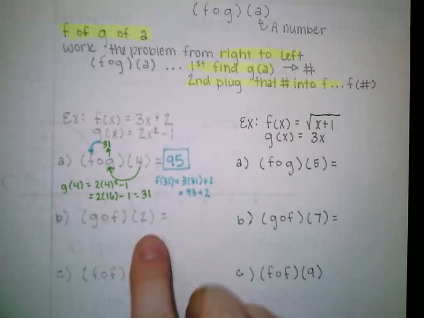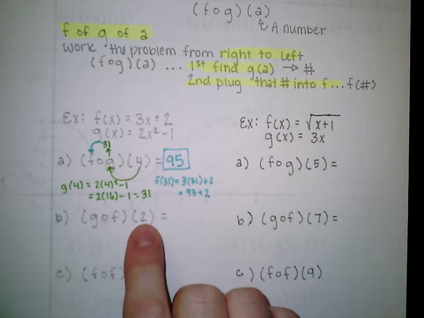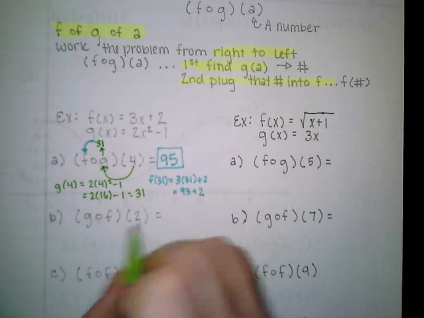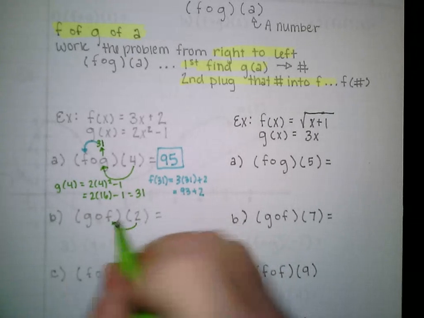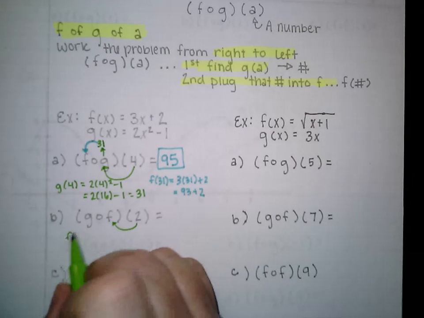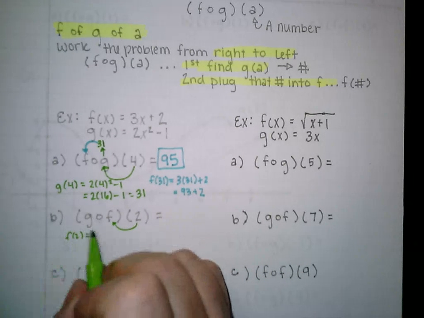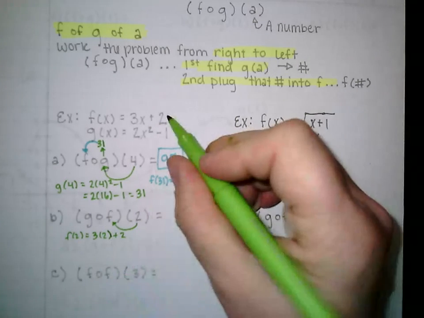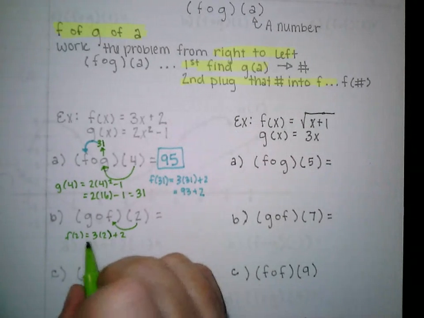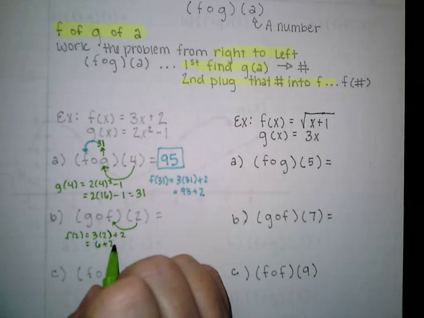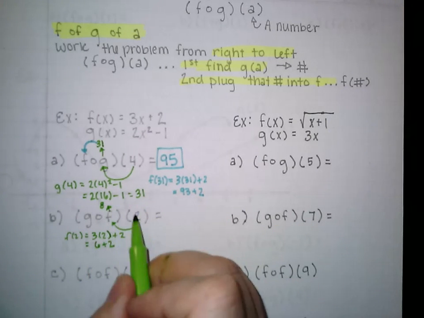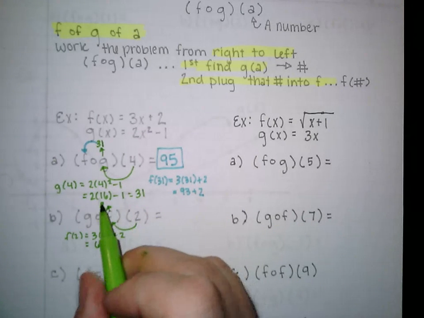Okay, let's try some more. g circle f of 2. So again, we start from right to left. So 2 goes into f. So f of 2 would be 3 times 2 plus 2, because we're using that same f of x. So that is 6 plus 2. So 8 comes out. So 2 goes into f of x, and the output is 8.